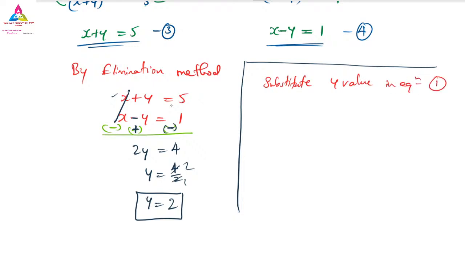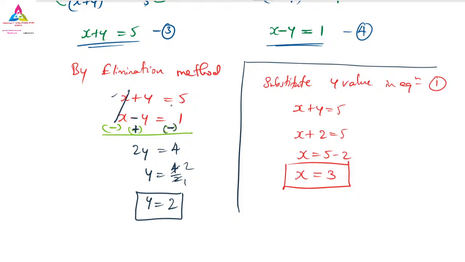The equation 1 is x plus y is equal to 5. So x plus y, where the y value is 2, is equal to 5. So x is equal to 5 minus 2, because I have shifted 2 to the other side. So 5 minus 2 is nothing but 3. So we found that the x value is 3 and the y value is 2. So this is the answer for your question.